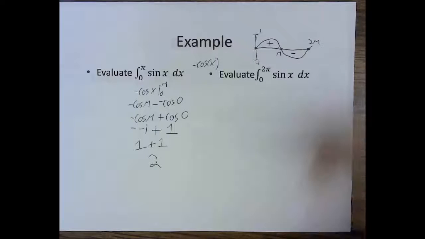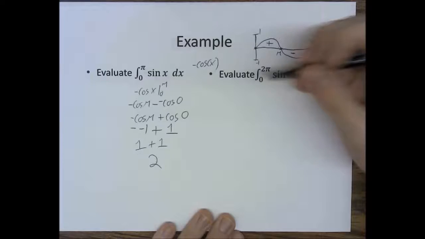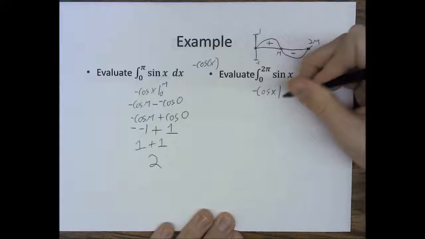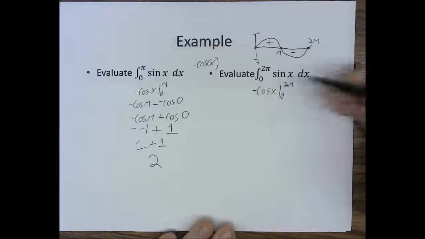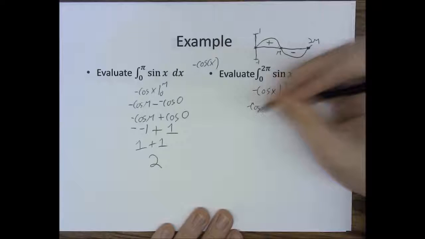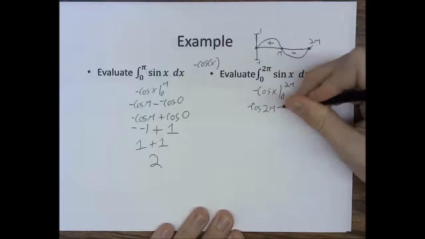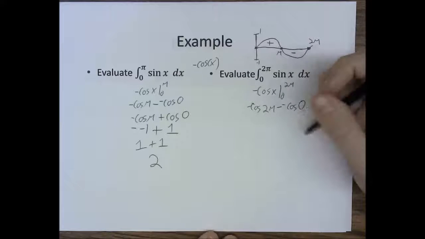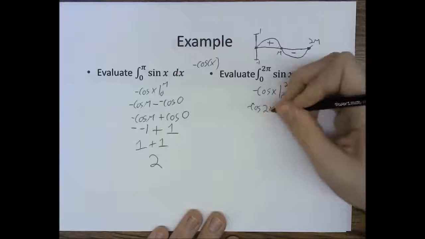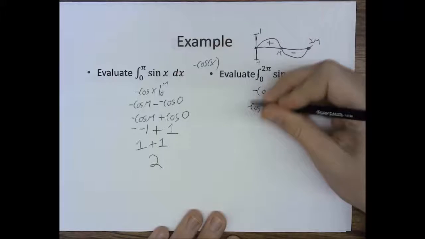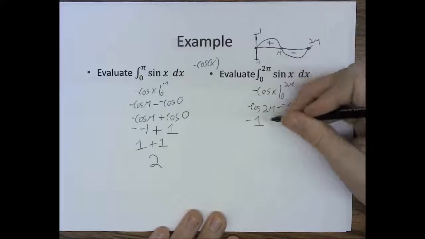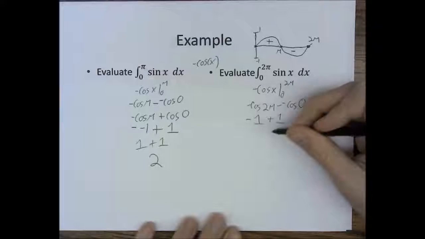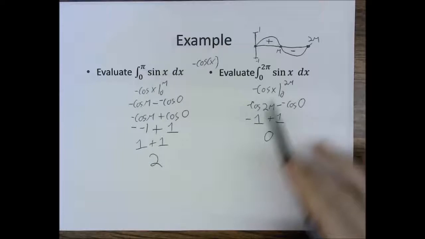Going over here and evaluate doing the integral from 0 to 2 pi. Well, we already know our antiderivative is going to be negative cosine of x. So we're going to go from 0 to 2 pi. So negative cosine of 2 pi minus negative cosine of 0. So cosine of 2 pi is going to be 1. So negative 1 minus a negative is plus. Cosine of 0 is positive 1. Negative 1 plus 1 gives us 0. That follows exactly what we said up there.